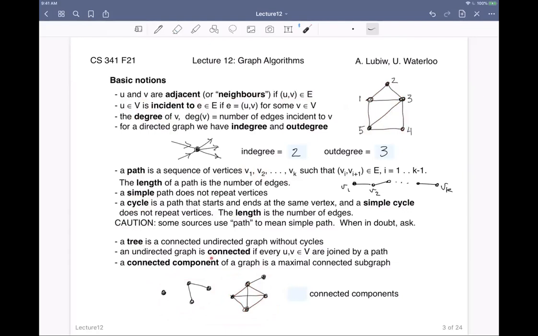Now, I should have said first, perhaps, what does connected mean? An undirected graph is connected if every 2 vertices in the graph are joined by a path. So I do not have a path from here to here. So this whole graph here is not a connected graph. And the number of connected components is just the number of pieces. So in this case, 3, the number of connected components.